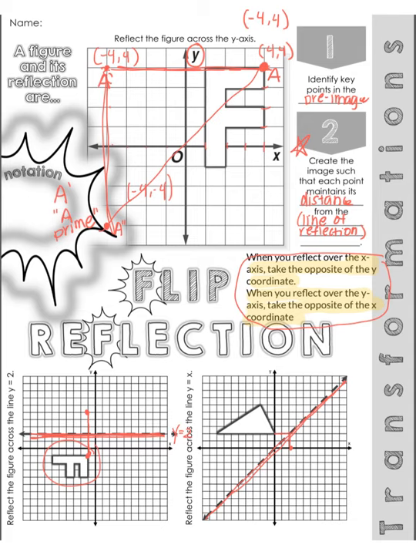So I hope that this kind of showed you how to reflect some points. Always keep in mind that you can just take the opposite of one of the ordered pair coordinates, and that might be a little bit easier for your reflections.